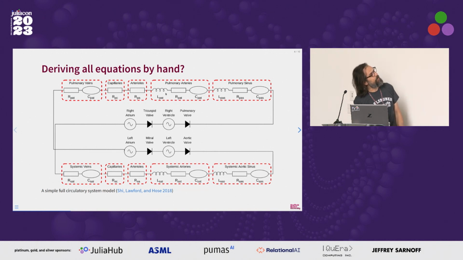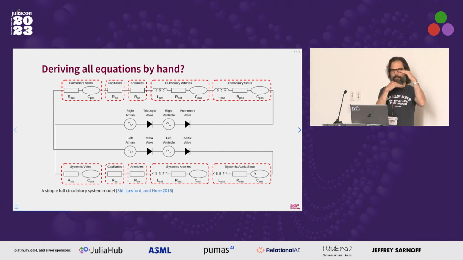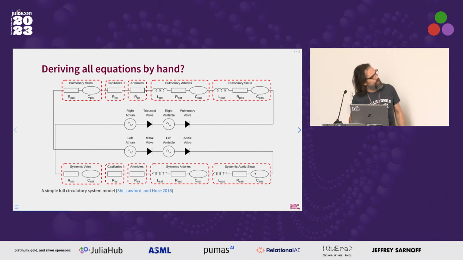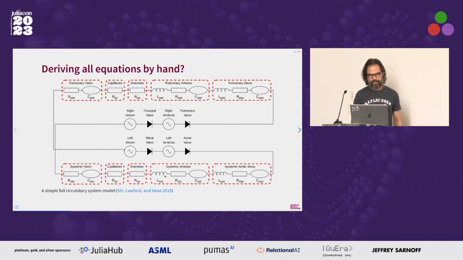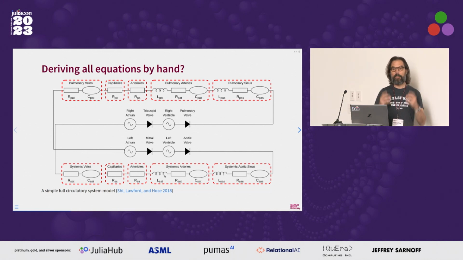And in particular, here we have the systemic circuit, so left heart, systemic circuit, we go into the very large vessels, so basically the beginning of the aorta, then we go into the large arteries, which have inertia in it. So each of these vessels has a compliance, the capacity to expand and store blood, a resistance, and an inertance, the inertia of the blood, because we have large blood volumes.